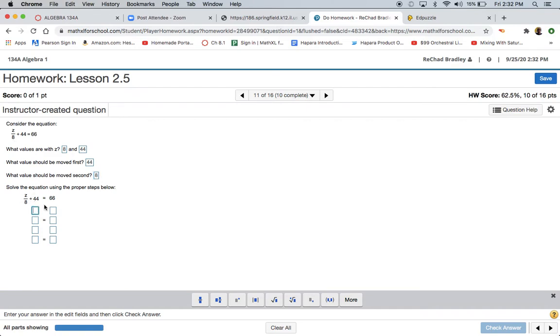If I want to move a plus 44, I should put minus 44 on both sides. Remember, if that goes away, this whole term comes down. So Z over 8 would come down over here. 66 minus 44 is 22. I now need to move this 8 away. In order to move that 8, because it's being divided, I need to multiply by 8. Those 8's go away, leaving me with just Z. 22 times 8 is 16, carry the 1, 176 maybe.